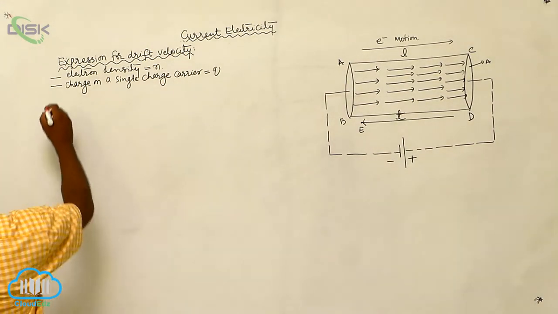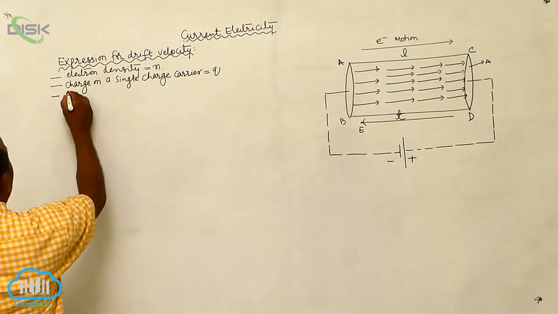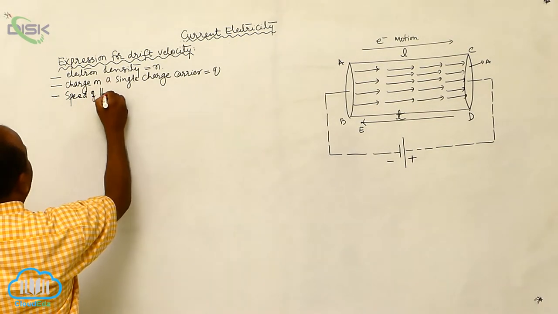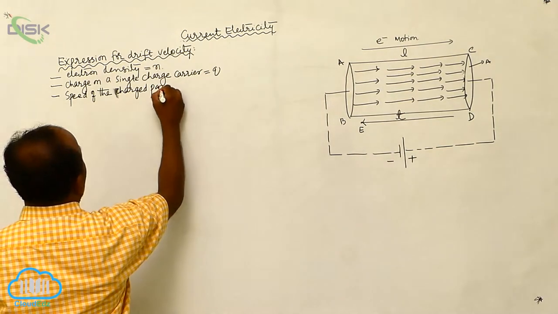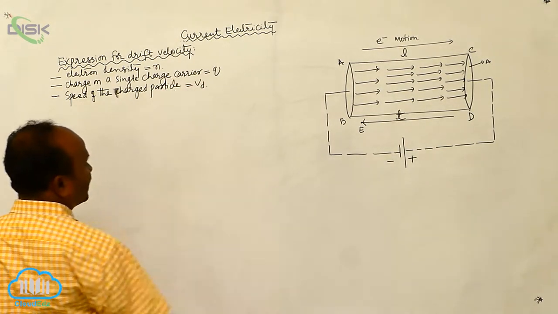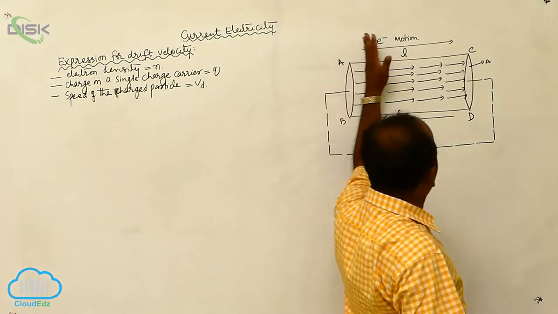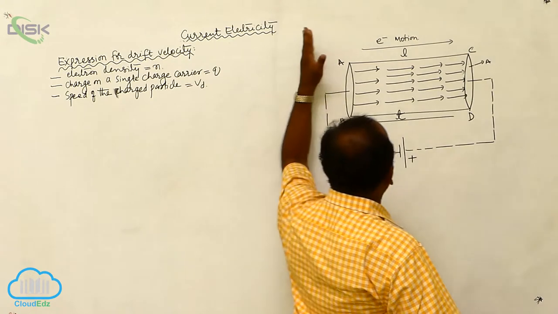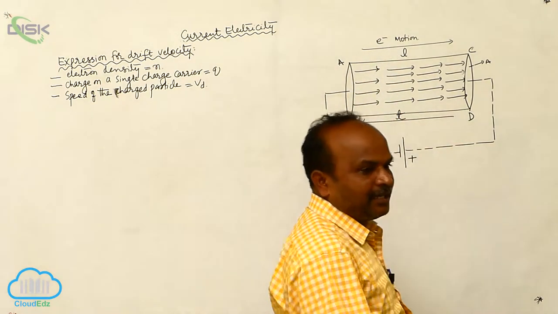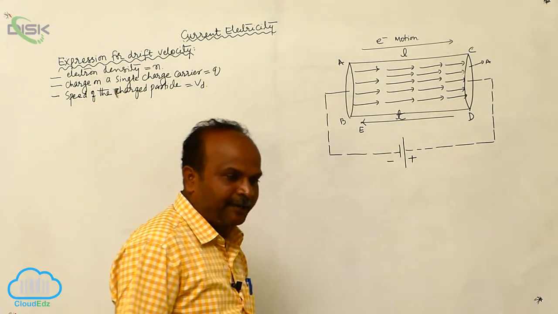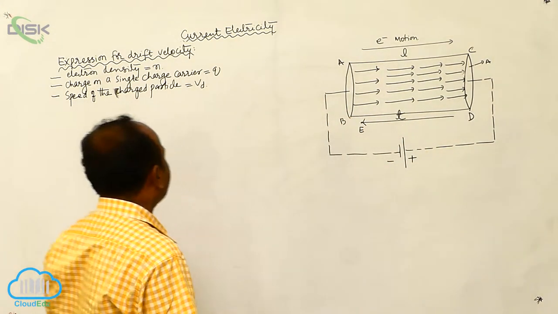Next, every charged particle will move with a drift speed. The speed of the charged particle is called VD. In the time interval T, all the charged particles move from AB to CD, traveling a distance L. Therefore, every charged particle travels with the speed VD from one end to the other in the time interval T.